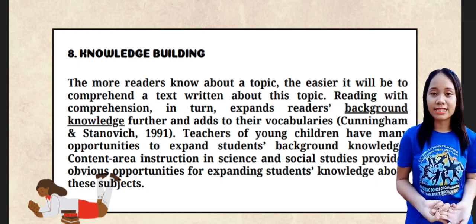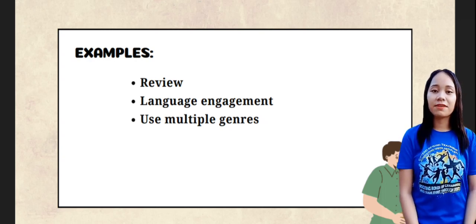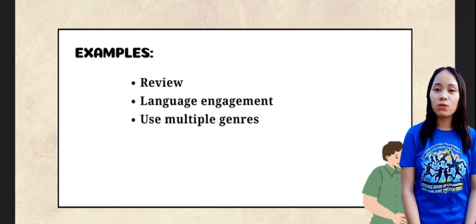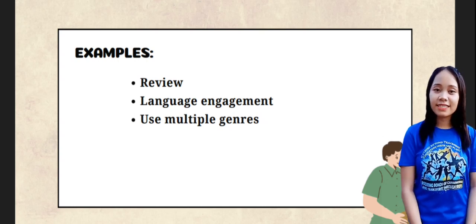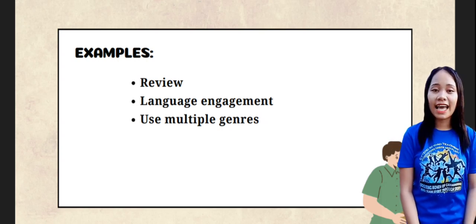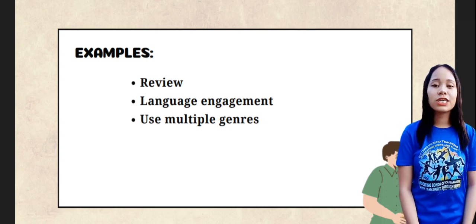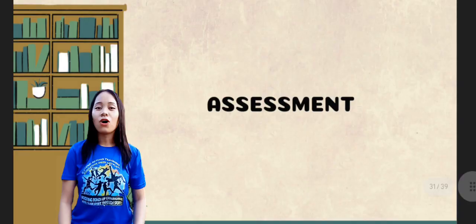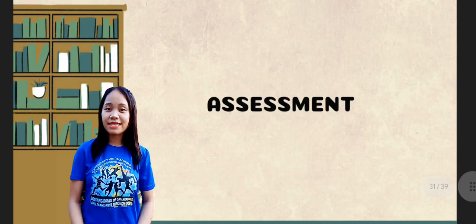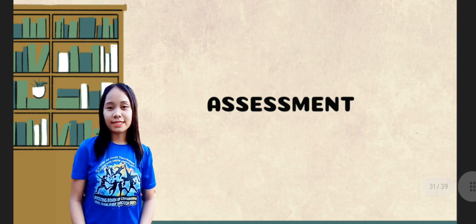The examples of knowledge building include, first, reviewing what you already know to deepen your understanding. Next, we have engaging with language through discussions and activities to enhance learning. And lastly, we have exploring various types of text and genres to expand knowledge in different ways. Okay, so that's for the other elements in literature-based instruction. Now let's proceed to assessment.